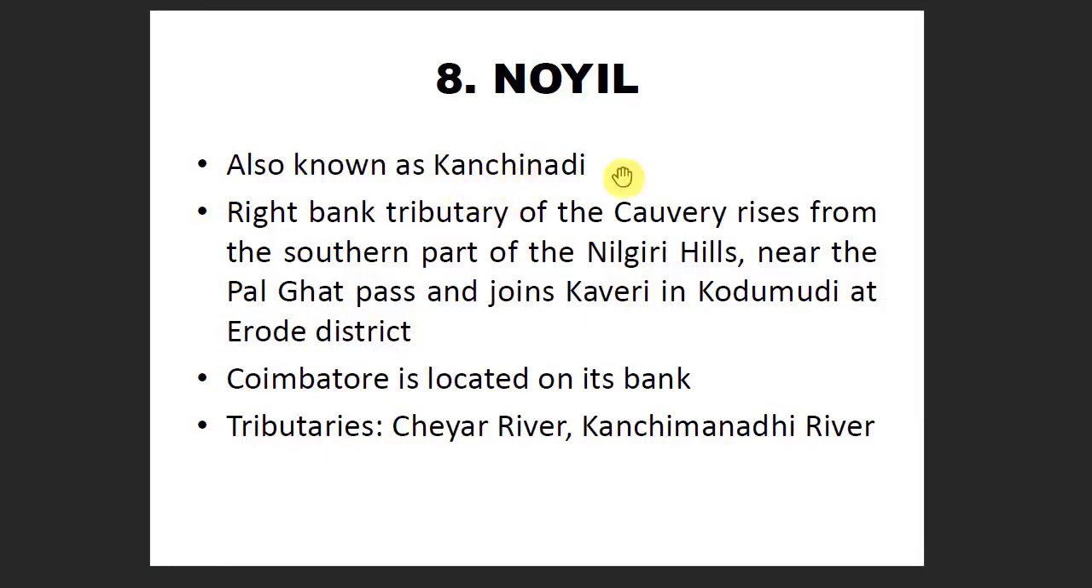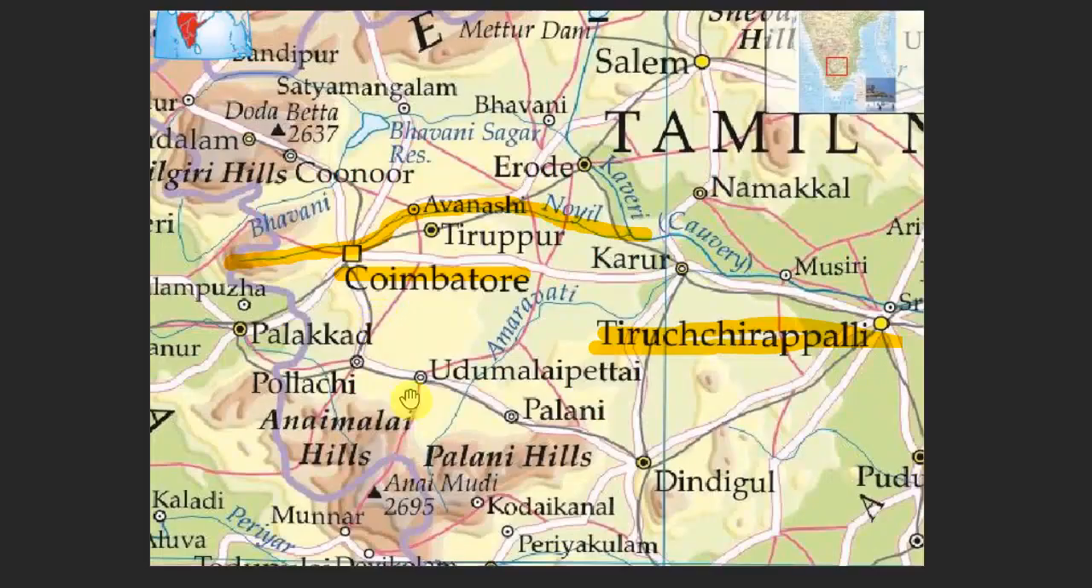So also known as Kanchi Nadi, and Coimbatore is located on its bank. It's an important industrial center as well as the textile hub of Coimbatore. Also it has a number of sugarcane factories. So it is emerging as one of the poles or the industrial centers of Tamil Nadu, apart from Madras, Chennai. Also the river originates very near to the Palghat Pass, which we can almost locate on the map, close to Palakkad.